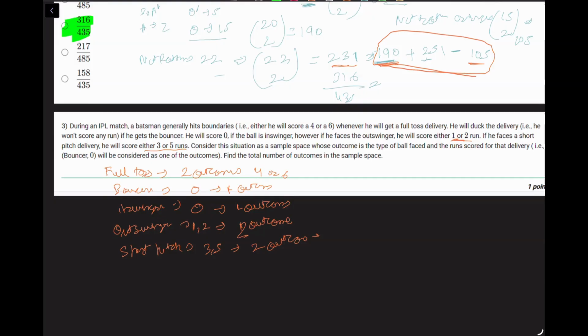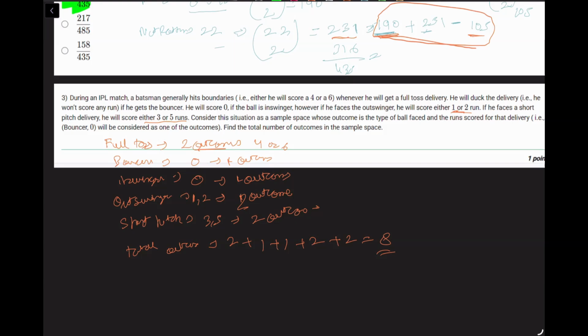So total number of outcomes is what? Starting from here, 2 plus 1 plus 1 plus 2 plus 2, which means 8 outcomes. So there are a total of 8 outcomes, which is going to come from this sample space. Okay, so I hope this makes sense.